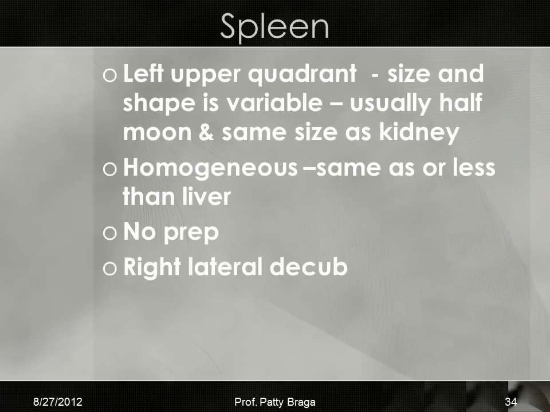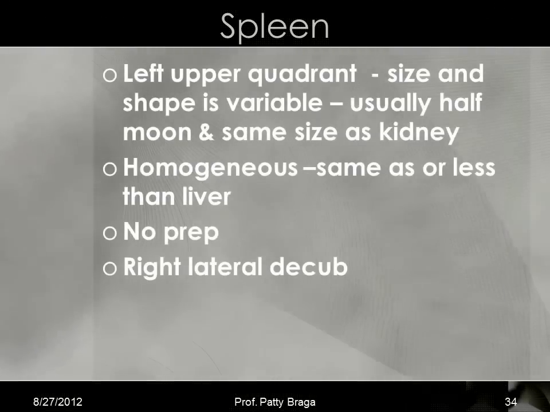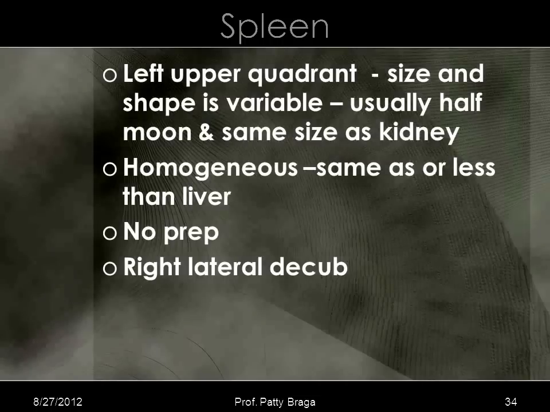The spleen up in the left upper quadrant is an exam that you might do in and of itself. They might order just a spleen. The biggest reason we do that is to look for splenomegaly, which is an enlarged spleen, or as part of a complete abdomen if that's the way it's ordered. So the spleen is very similar in texture to that of the liver. If you are just doing the spleen by itself, you don't need to have the patient NPO.